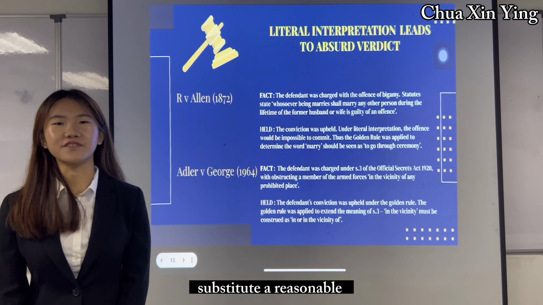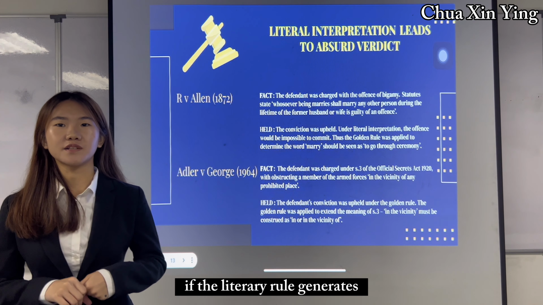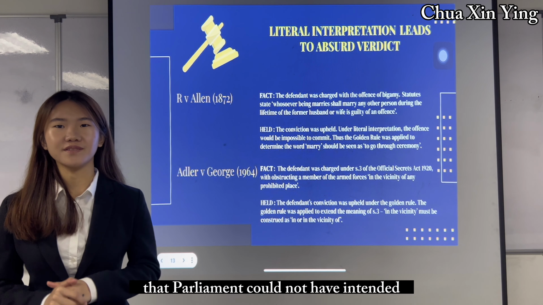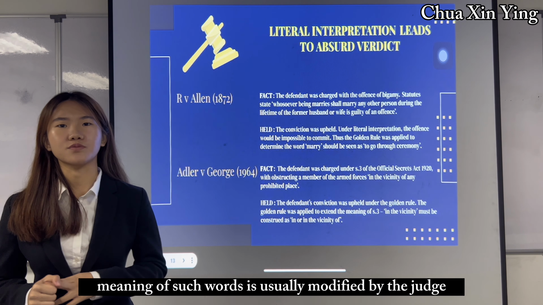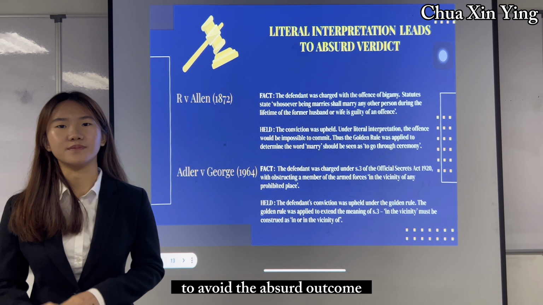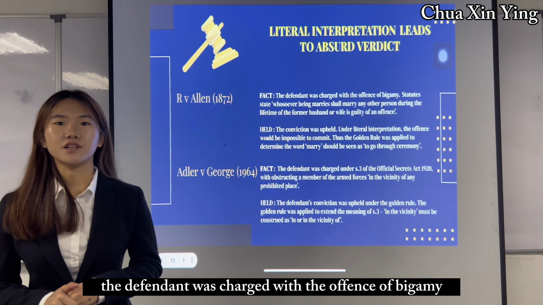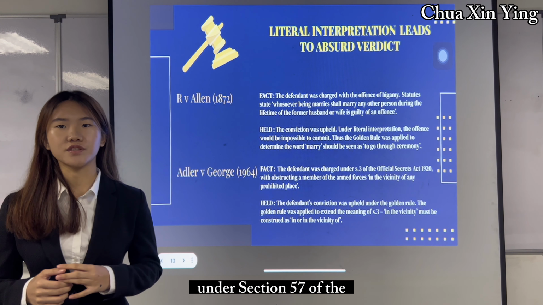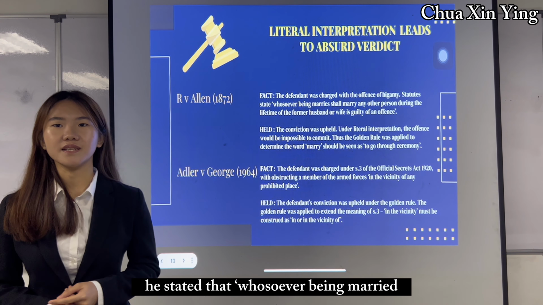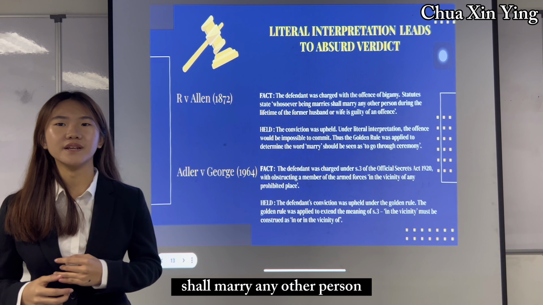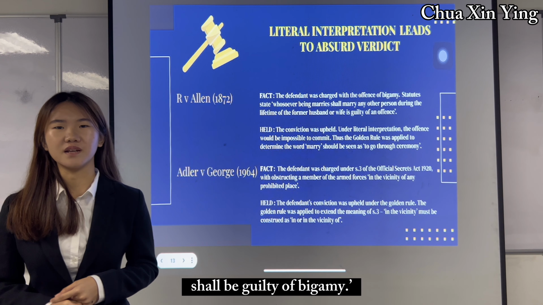Furthermore, the court may substitute a reasonable meaning in light of the law as a whole, which is to apply the golden rule, if the literal rule generates an absurd result that Parliament could not have intended. In view of the same, the grammatical meaning of such words is usually modified by the judge to avoid the absurd outcome. In R v Allen 1872, the defendant was charged with the offence of bigamy under Section 57 of the Offences Against the Person Act 1861. In this section, it stated that whosoever being married shall marry any other person during the life of the former husband or wife shall be guilty of bigamy.